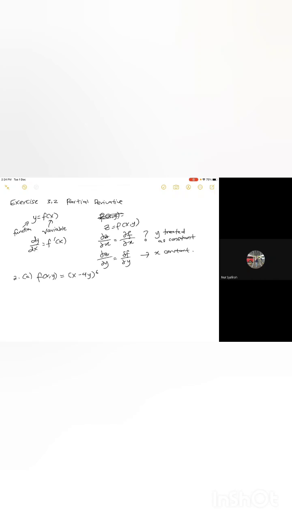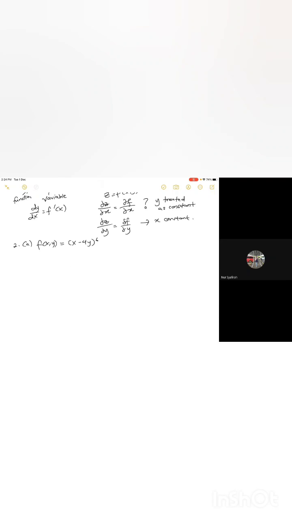f(x, y) equals to (x minus 4y) to the power of 6. So the question asks you to find first partial derivative, mean find the fx and then find the fy. Because you have two variables, x and y, so find the fx and find the fy as well. So when you want to find fx, y is constant. However, before you differentiate the bracket, you have to differentiate the power of polynomial.